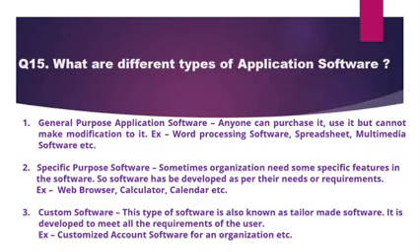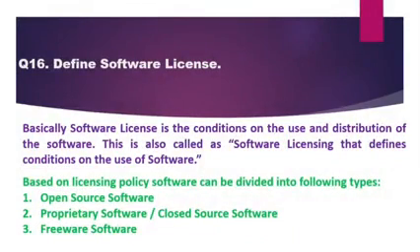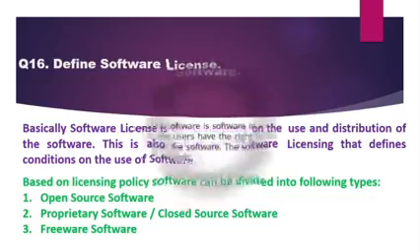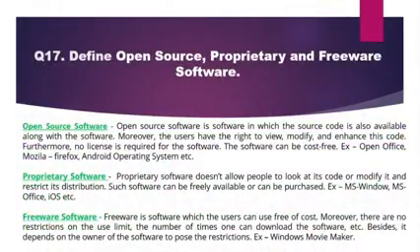Okay, now come to the next question, that is question number 16. Define software license. Basically, software license is the condition on the use and distribution of the software. This is also called software licensing that defines conditions on the use of software. Based on licensing policies, software can be divided into the following types: open source software, proprietary software, that is also known as closed source software, and freeware software. Now come to question number 17, that is define open source, proprietary, and freeware software.